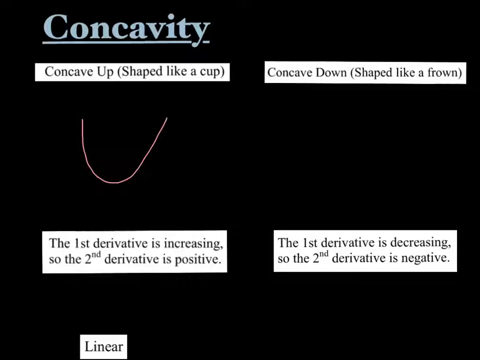Now, if you look down here, it says the first derivative is increasing. Please make sure we're getting this in our notes, okay? This is important. The first derivative is increasing, so the second derivative is positive. All right, so what's that all about? How is the first derivative always increasing?